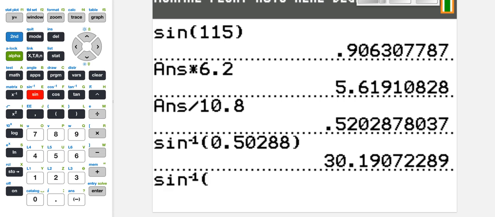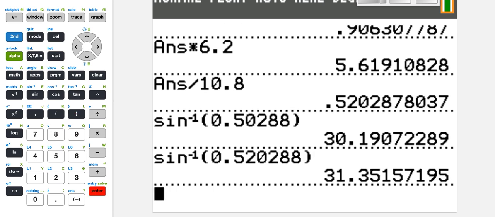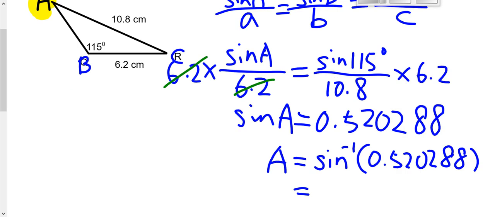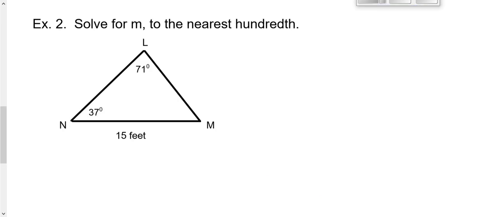Shift, oh, second sine. Oh my. 0.520288. Okay, that gives you 31.4 degrees, because you need to round your answer to the nearest tenth. So that gives you 31.4 degrees. Isn't this easy?